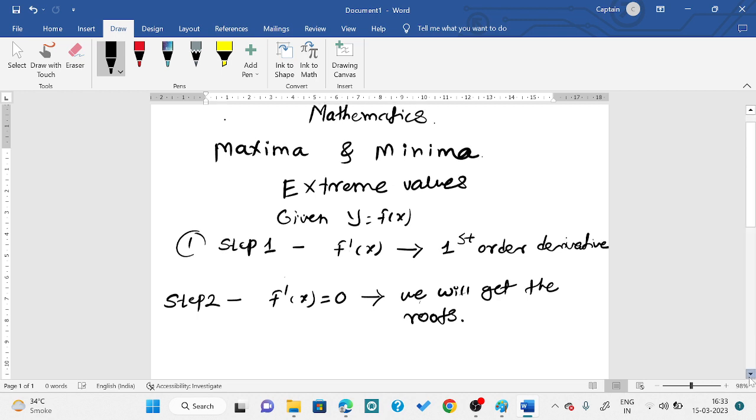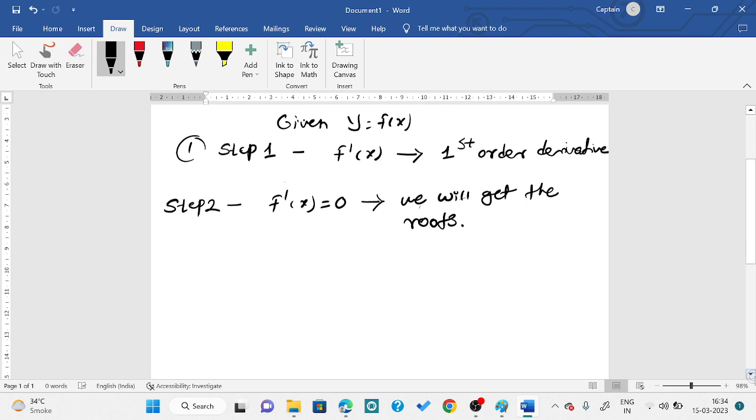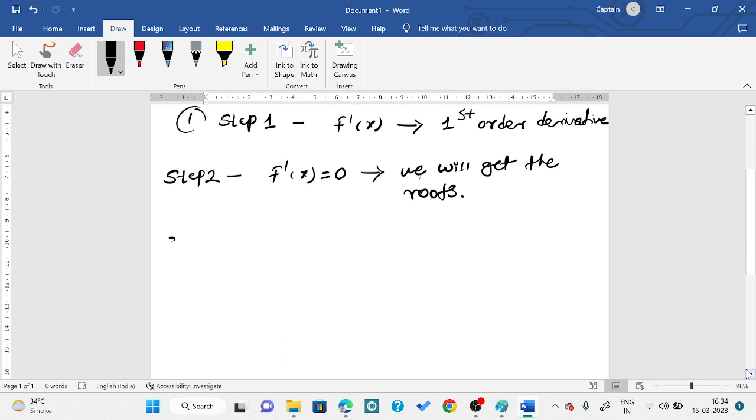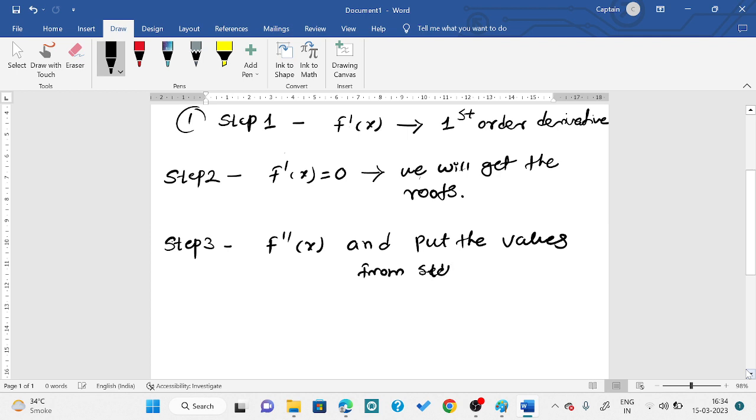And what should be our next step? Let me scroll down a page so you will get the visualization clear. What should be our step 3? Step 3 is that whatever values we get from step 2, we are going to put in f double dash. So firstly we find f double dash of x and put in the values which we are getting from step 2.